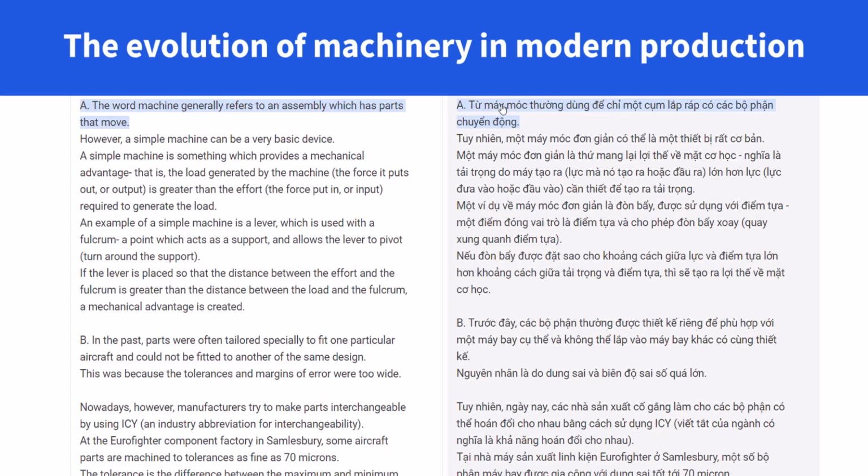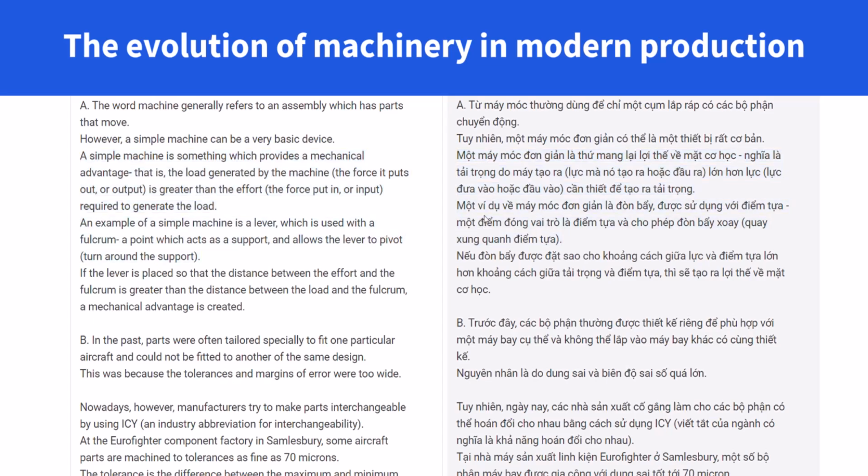The word machine generally refers to an assembly which has parts that move. However, a simple machine can be a very basic device. A simple machine is something which provides a mechanical advantage, that is, the load generated by the machine, the force it puts out, or output, is greater than the effort, the force put in, or input, required to generate the load.